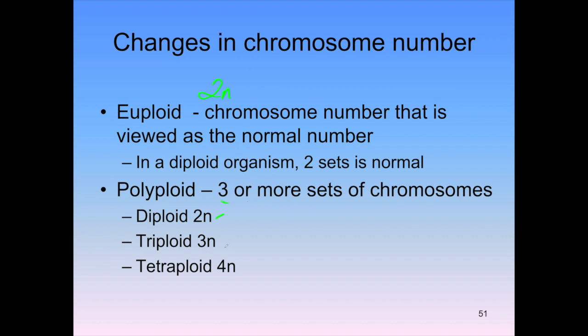A polyploid is 3 or more. So if you're diploid, you're 2n. If you're triploid, you're 3n. And if you're tetraploid, you're 4n. Strawberries, for example, are octoploid. So they are 8n. They have 8 copies of each of their chromosomes.